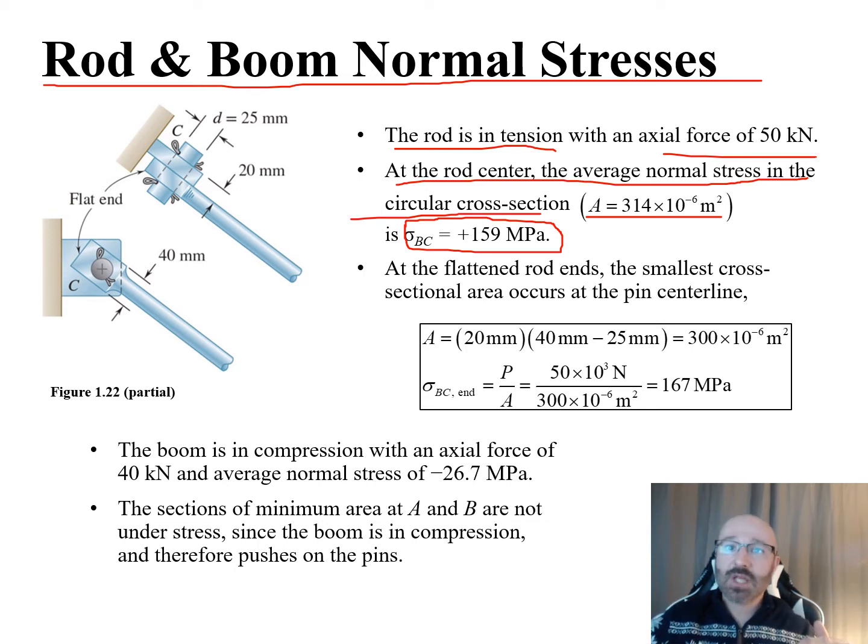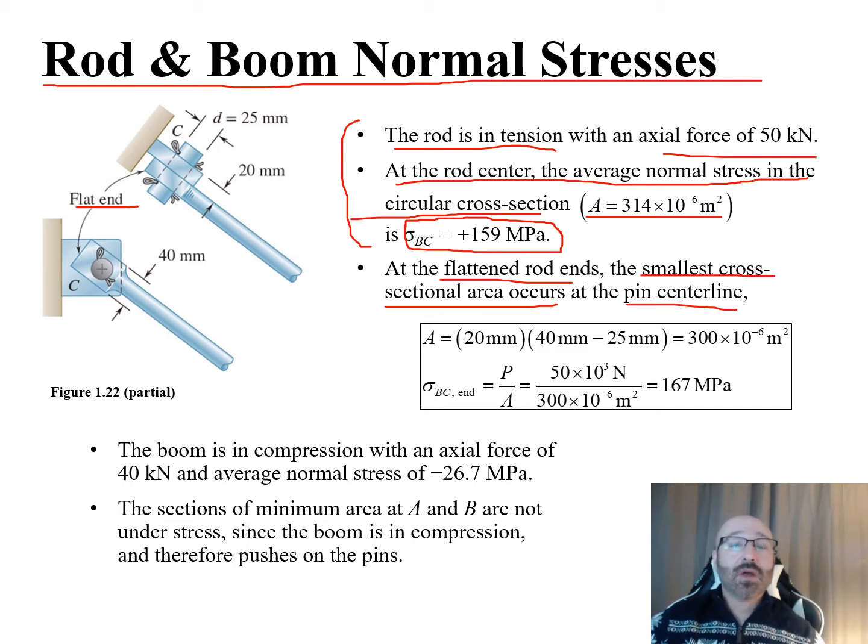So if this were a problem we're working on in the textbook, this may be information that they just give you in the problem statement, or it may be a longer involved problem where we went through and used statics to solve all of this first. So at the flattened rod end, we can see we have a flattened rod end right there, the smallest cross-sectional area occurs. And that's what we're interested in here, our smallest cross-sectional area. And this is going to occur at the pin's center line.